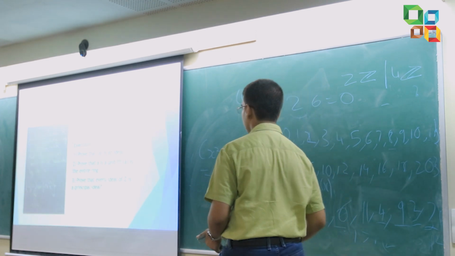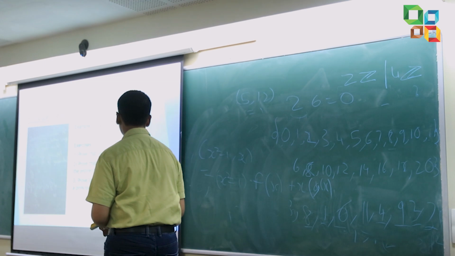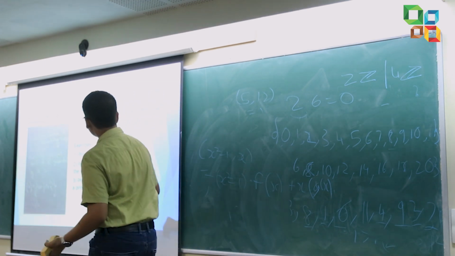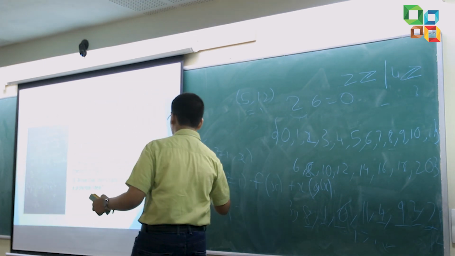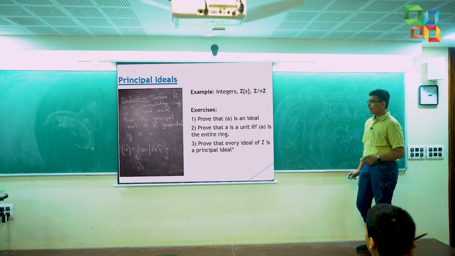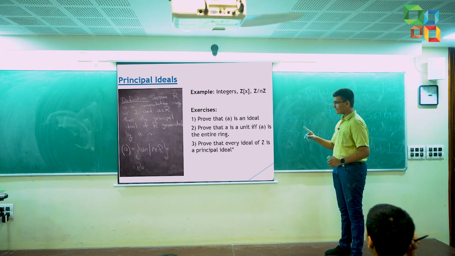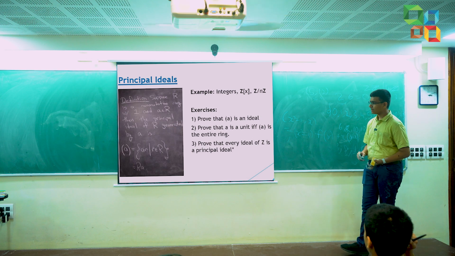Then, prove that A is an ideal. That comes out of the definition right now, so we won't do that. Prove that A is a unit if and only if A is the entire ring. We saw that with Z mod 5Z. I won't prove that. What's the time? Okay, yeah. Prove that every ideal of Z is a principal ideal.